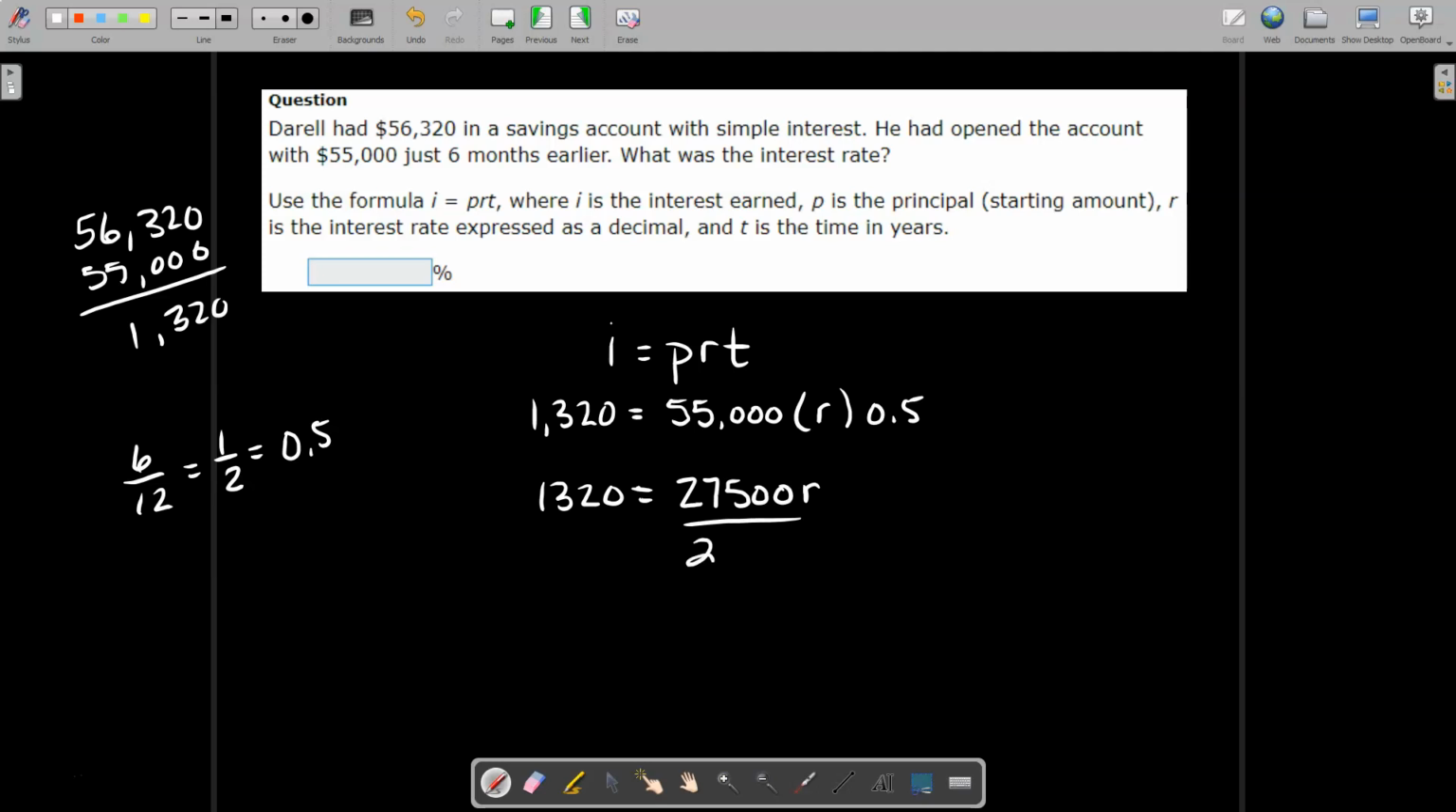Now let's divide both sides by 27,500. And what we do to one side, we're going to do to the other. The 27,500s on the right will cancel each other, leaving us with R, and 1320 divided by 27,500 is going to be 0.048. Now, to turn this decimal to a percent, I need to move it over 2 places, so I'm going to end up with 4.8. And we're going to see that the interest rate is 4.8%.